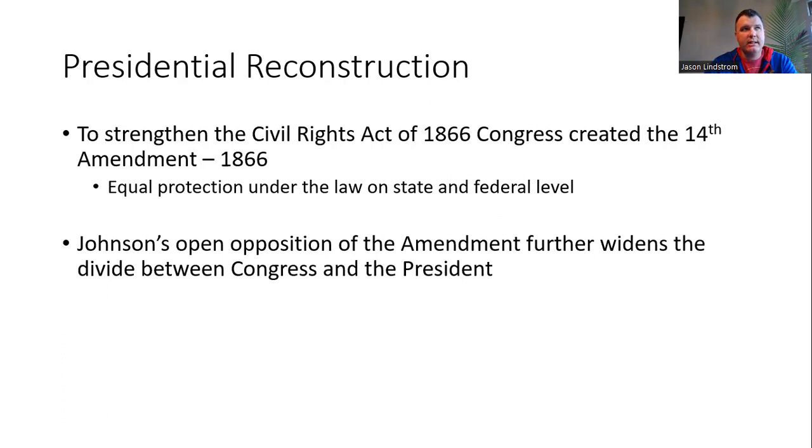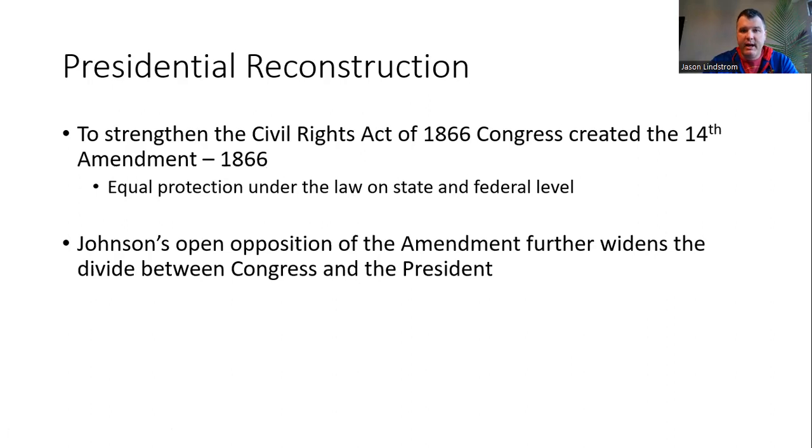And so Congress gets the idea that they're going to pass a constitutional amendment, basically guaranteeing equal protection under law on the state and federal level. And so what the 14th Amendment really does, you have the due process clause, you have the equal protection clause, but really what the 14th Amendment is doing is it's taking all the basic rights of the first 10 amendments of the Constitution and applying them at the state level as well, which today we kind of take for granted.